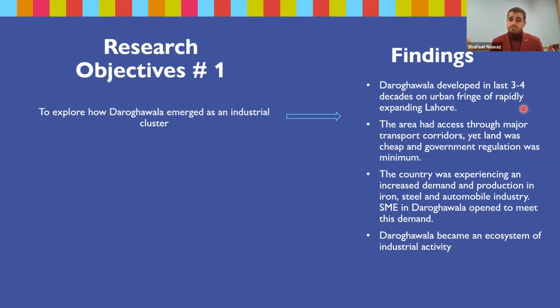And then, of course, the country was experiencing increased demand and production in the iron, steel, and automobile industry, and this is where these enterprises opened to meet this demand. And finally, we understand that the Roghawala became an industrial cluster because it developed an ecosystem of industrial activity, which we find as the key point for the development of the Roghawala.